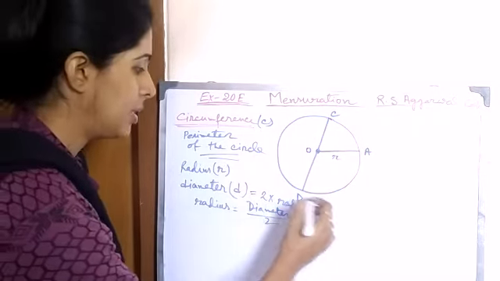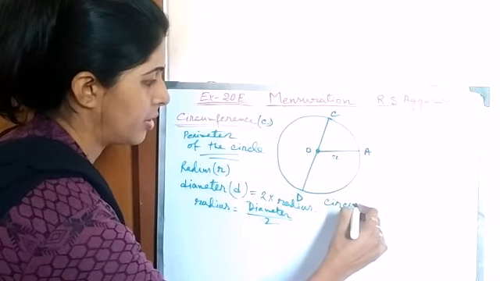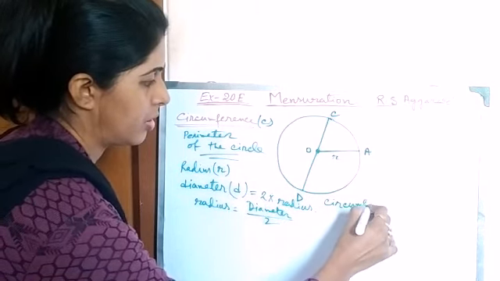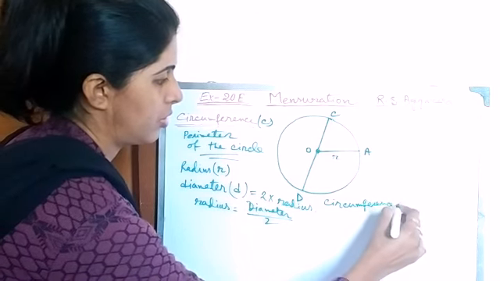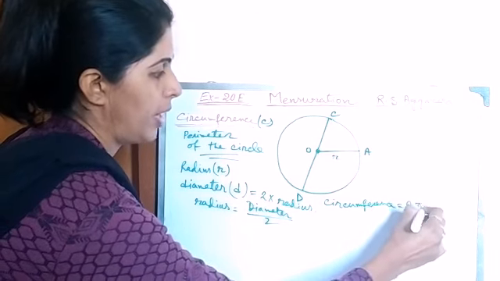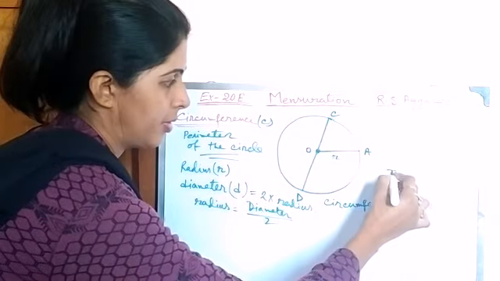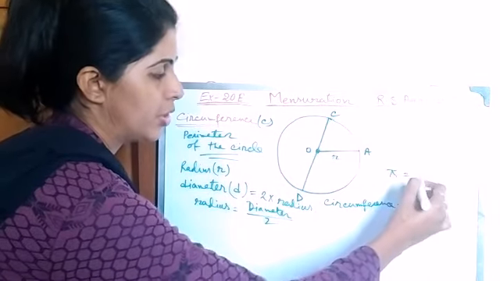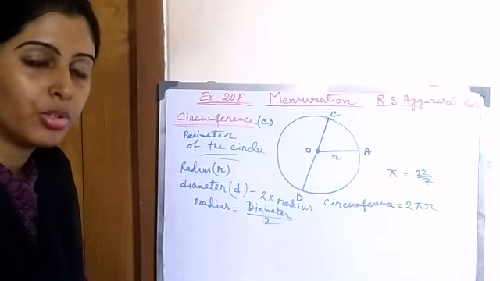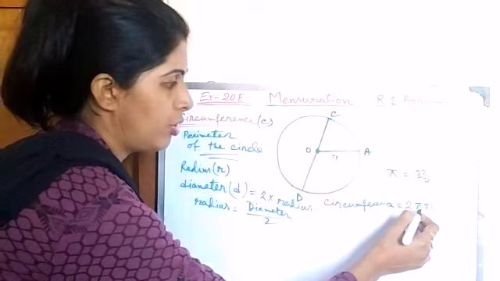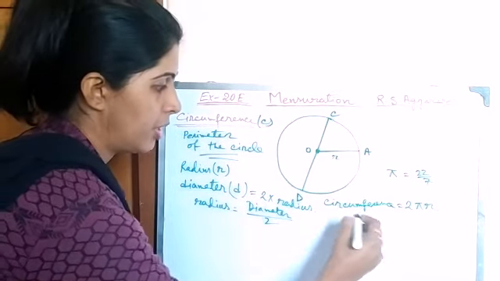Now the perimeter of the circle, that means the circumference of the circle, is equal to 2 into pi into r. Pi is a Greek letter whose value is constant, that is 22/7. The value of pi is 22/7. So 2 pi r, where r is the radius.